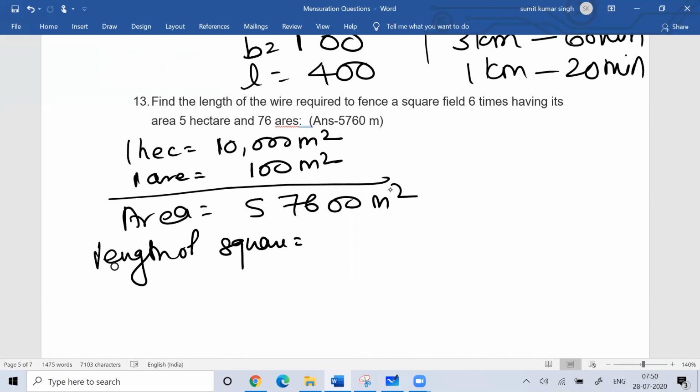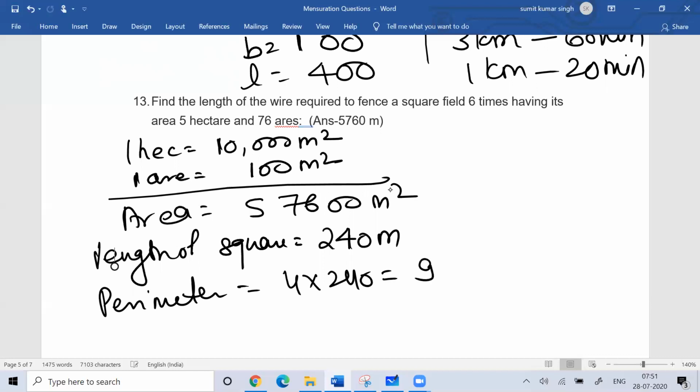So the length is nothing but the square root of area. So the square root of 576 is 24. So the length of the square is 240 meter. Okay. So the perimeter of the square, that is 4 into 240, that would be 960 meter. So this is the perimeter.